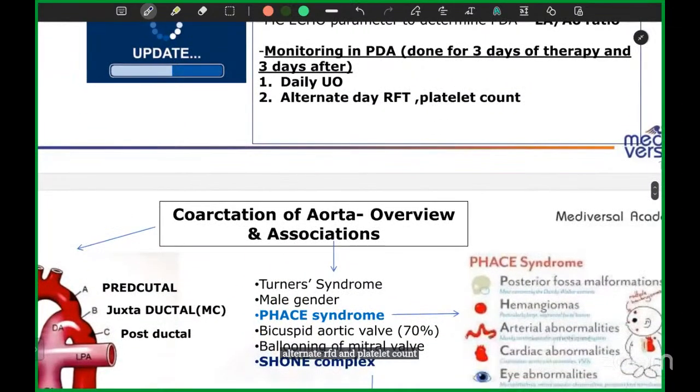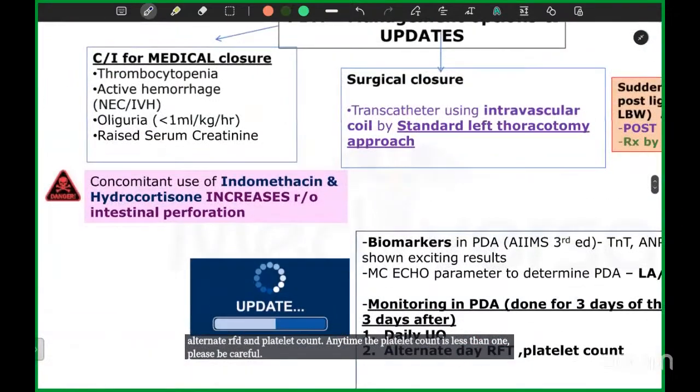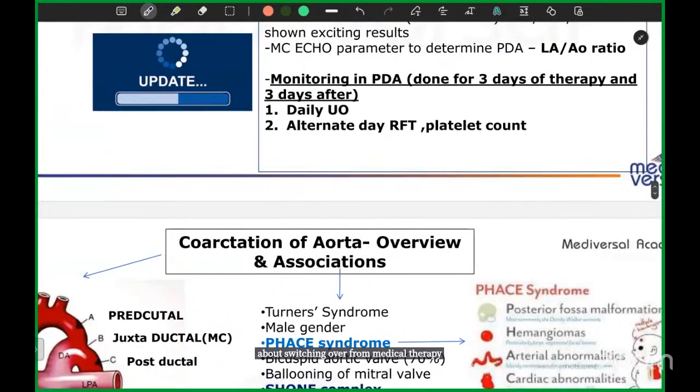Anytime the platelet count is less than 1, please be careful about switching over from medical therapy. What we usually do is we will monitor 3 days during therapy and 3 days after. So that is exactly how we monitor.